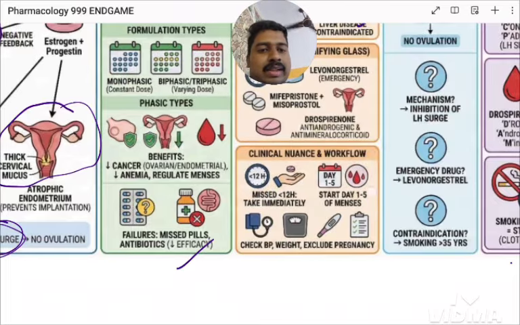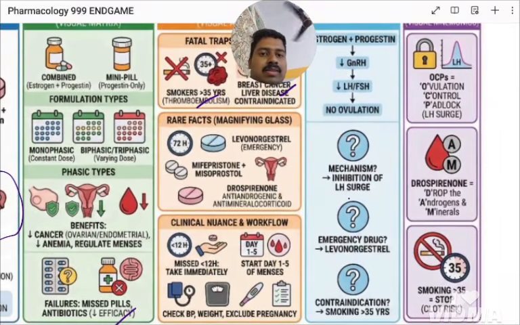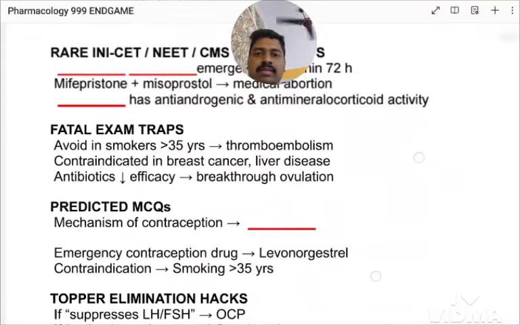Next, the start day of the OCPs is from day 1 to day 5 of menses. All these things are regarding OCP because OCPs cause weight gain. It can cause hypertension and you'll have to exclude pregnancy before that. So all these things you can go through. I think I have explained everything in this, so we'll go to the questions now.